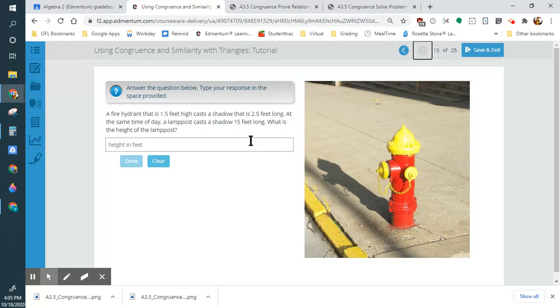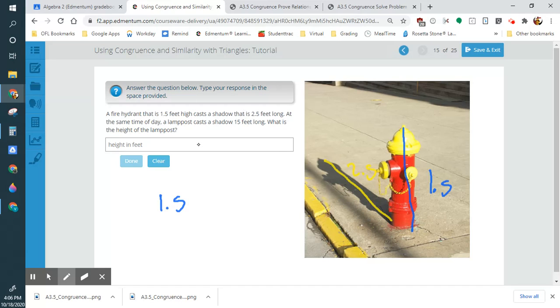All right, so we're going to take a look at this. The fire hydrant casts a shadow. So this fire hydrant from here to here is 1.5, and it's going to cast a shadow. The shadow, let me put it in yellow so we can see it better, is going to be 2.5. What is the height of the lamp post?